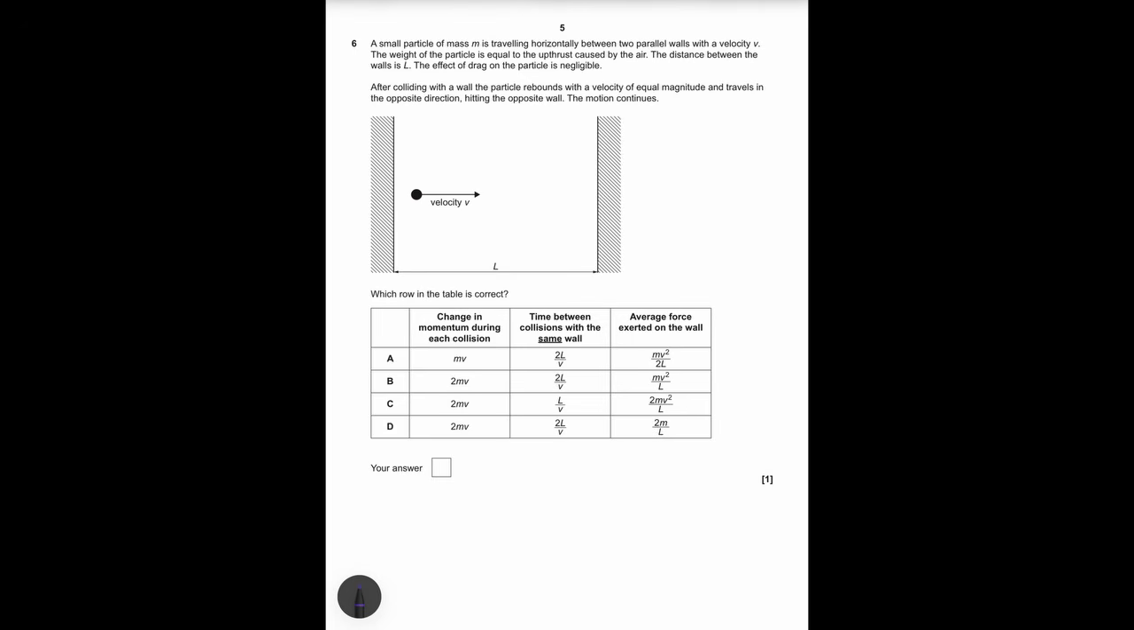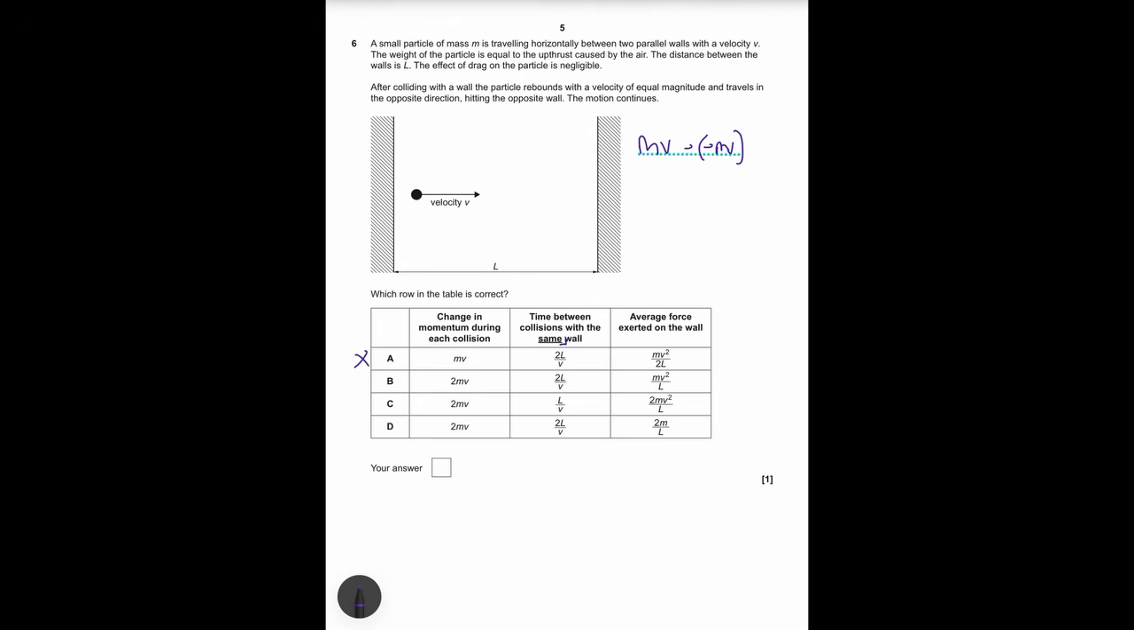What do I know about the change in momentum of it? Well, if it's going to be hitting that, the initial momentum is going to be mv, and then if it comes back, it's going to be minus mv. So I know that mv minus minus mv is going to be 2mv, so I was right to rule that one out in the first place.